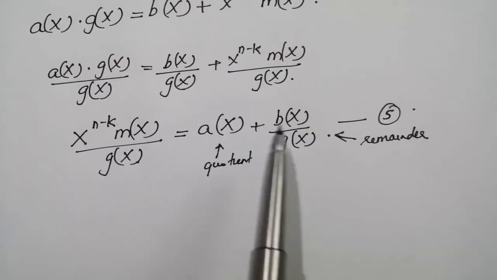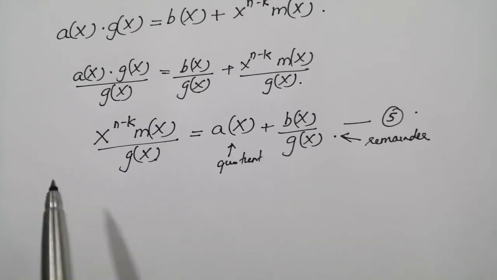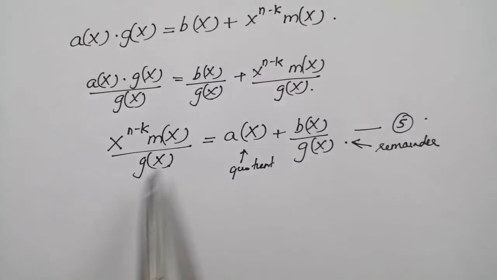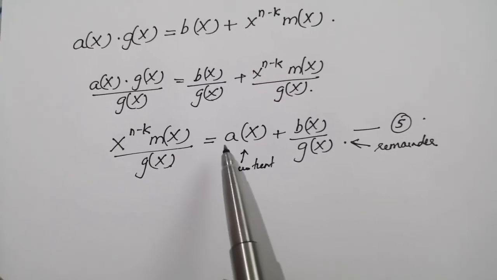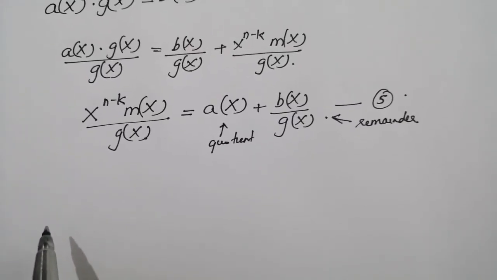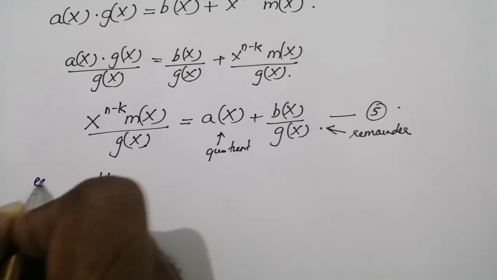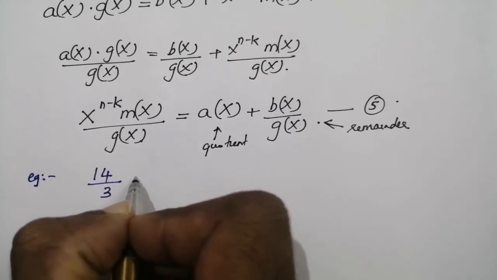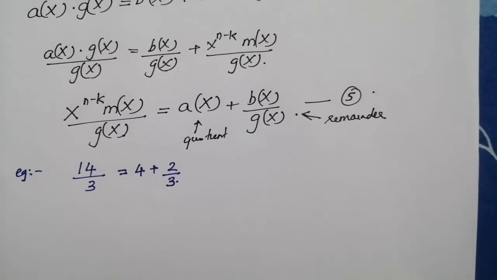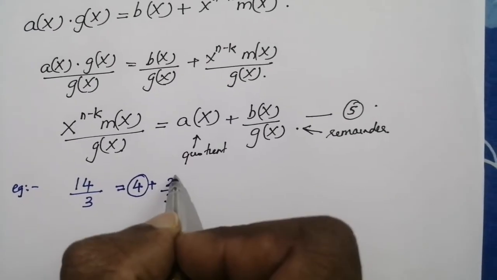That is, the parity polynomial is obtained as the remainder polynomial if you divide x raised to n minus k into m of x by the generator polynomial g of x. And the quotient obtained will be a of x. For the sake of illustration, I am representing this as, say, 14 by 3. This is an example only. 14 by 3 can be represented as 4 plus 2 by 3. Or we can say that this 4 is the quotient and 2 is the remainder.